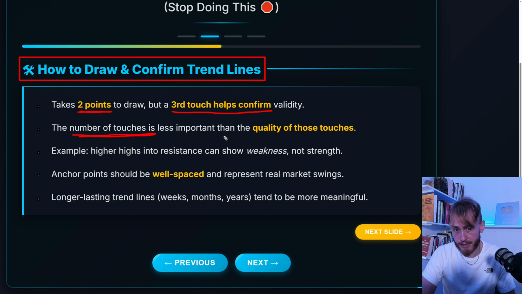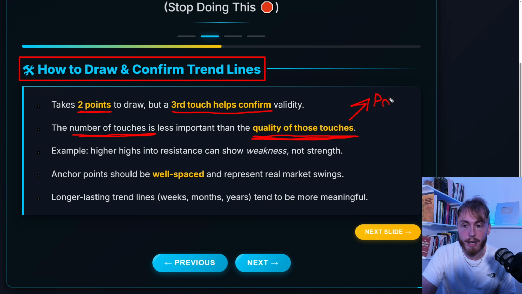In my opinion, the quality of those touches is much more important. Or in other words, it's more important how the price action is at the touches. Because when you just draw random trend lines, you will find many false trend lines that might even have 4 touches or even more, but they can still be weak trend lines. So this is important. An example of this is that when we see higher highs into a resistance, this can actually show weakness and not strength.